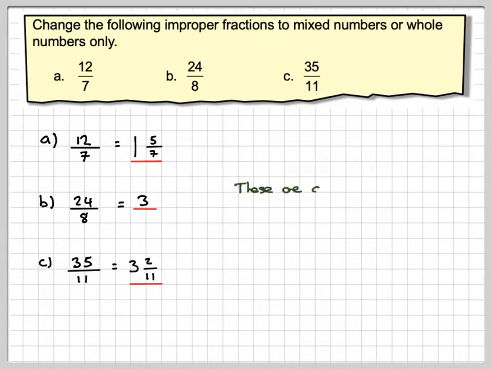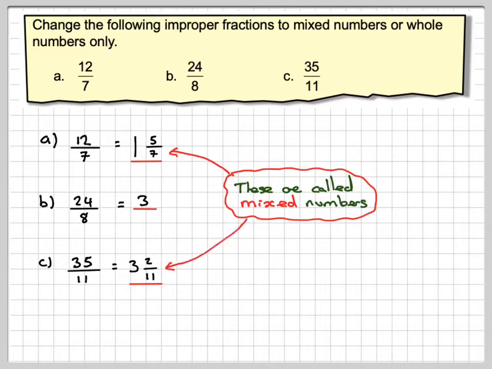The top two here, this one and this one, are called mixed numbers. These fractions here are called improper fractions. So this has been a video to show you how to convert improper fractions into a mixed number or a whole number. I hope you've understood, and I thank you very much for watching.